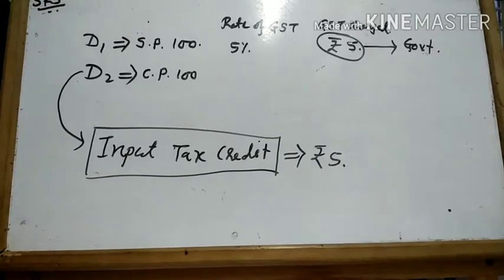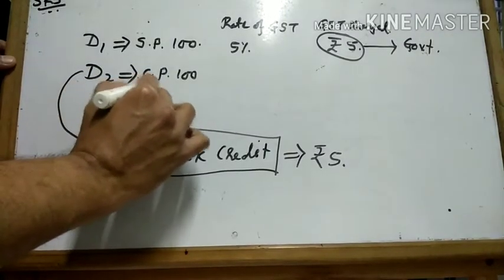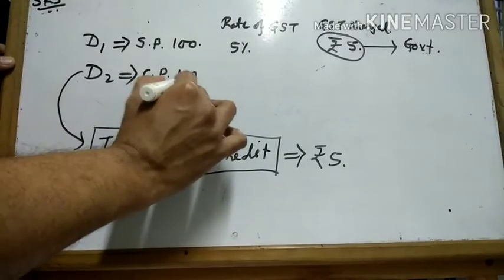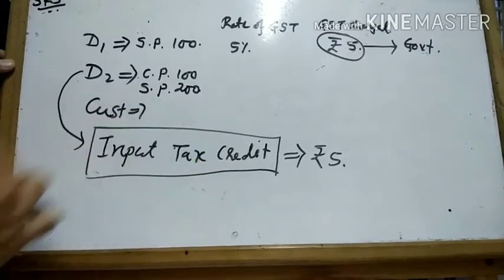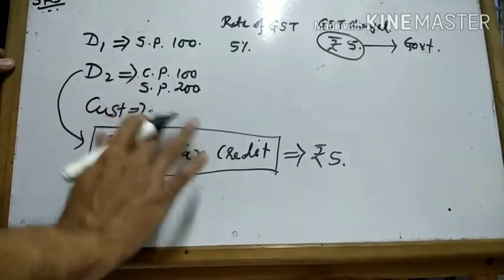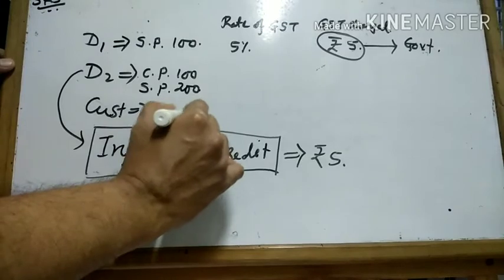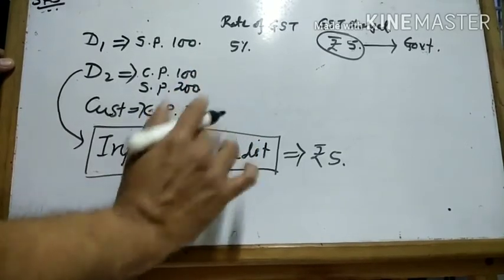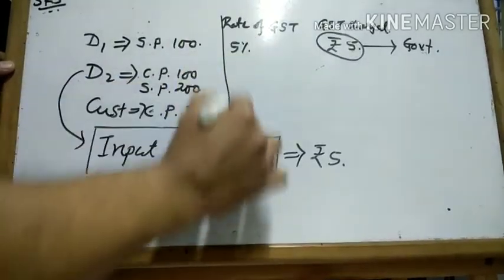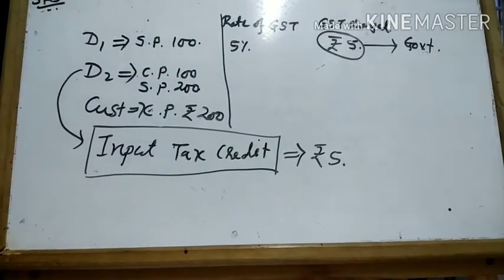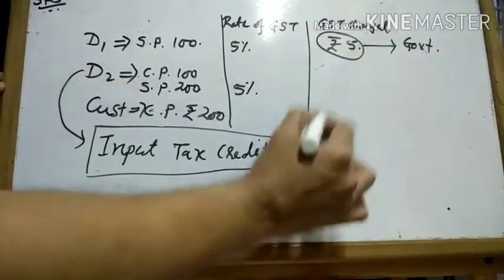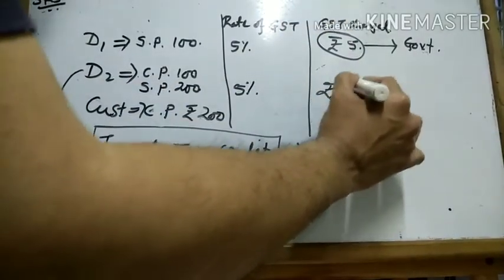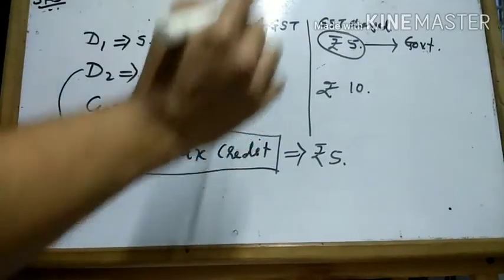Now, for dealer 2, his SP is say rupees 200. So it will be bought by the customer for rupees 200. For the customer, CP is rupees 200. And as I told you, the rate of GST for that particular article throughout the nation remains the same. So he will charge at 5%, and his GST charge will be rupees 10. Now I am making it very clear. He has charged GST as 10.